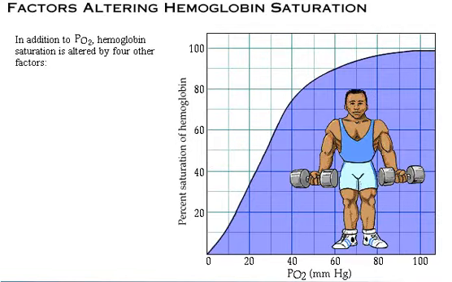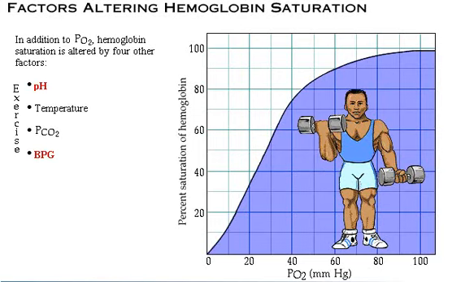Let's look at other factors which alter hemoglobin saturation. Four other factors are pH, temperature, PCO2, and a molecule called BPG, or 2,3-bisphosphoglycerate. All of these factors, together or individually, play a role during exercise.